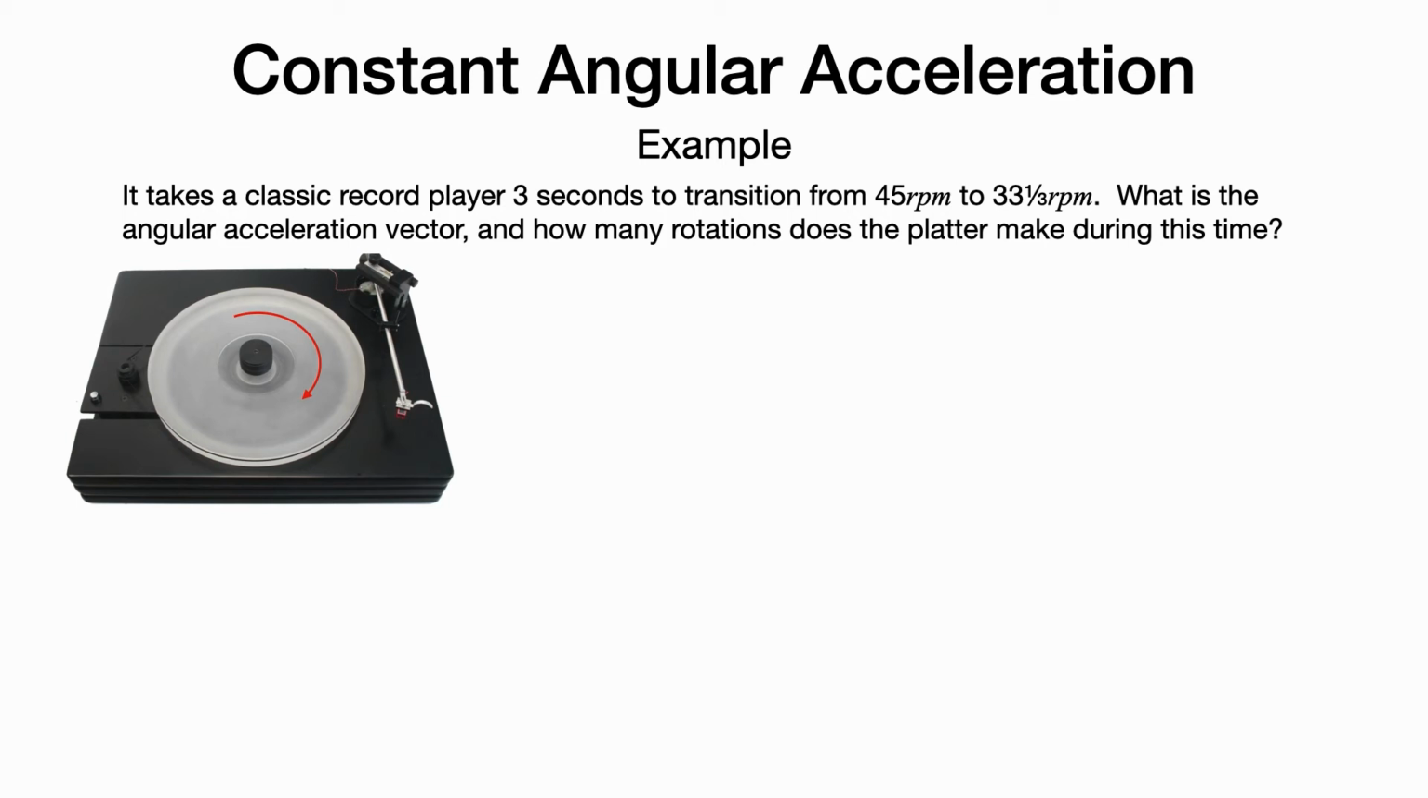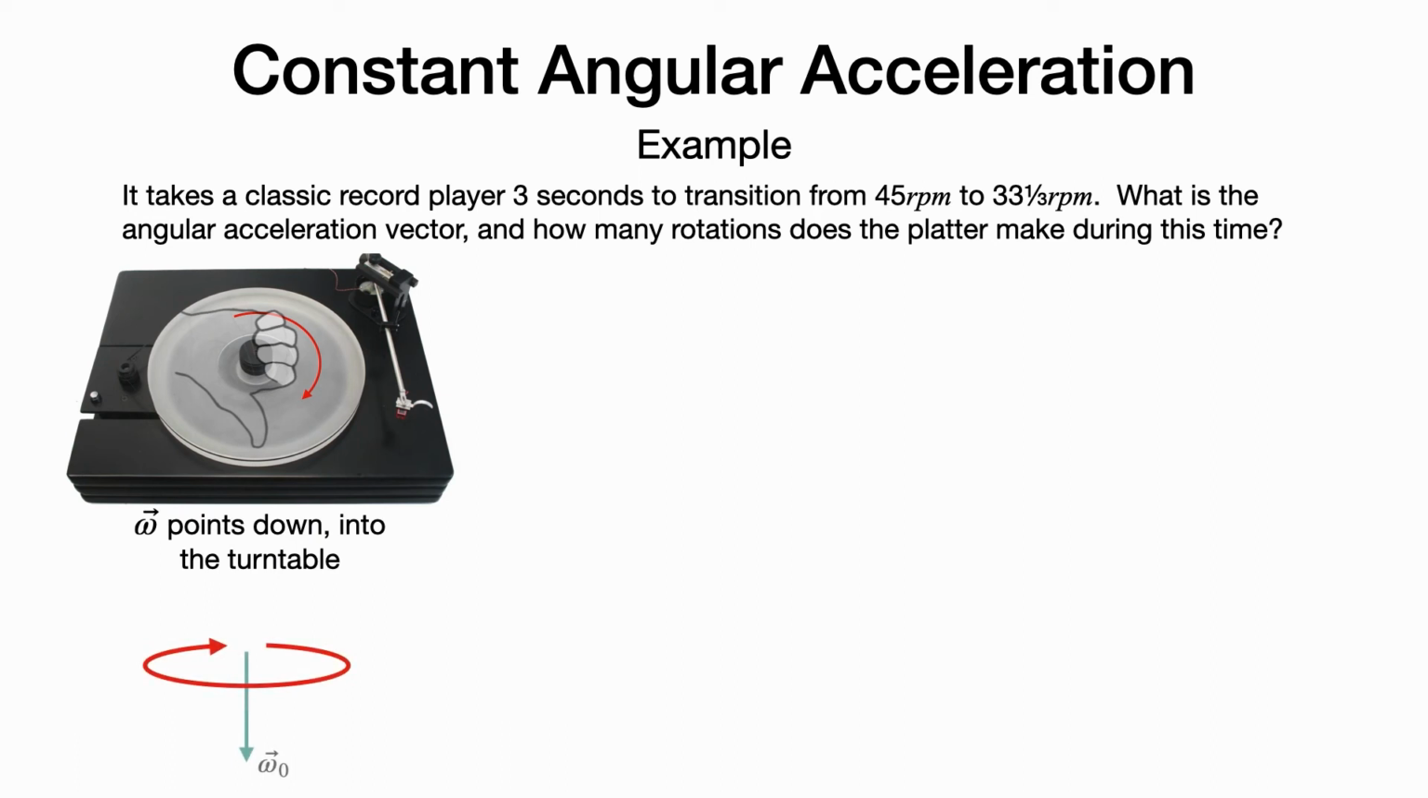So let's see what is the direction of the angular velocity vector. We put our hand on here and wrap our fingers around the axis of rotation. And if our thumb is pointing up, then we see that our fingers are wrapping around in the opposite direction from the direction of the rotation of the platter. So we need to turn our hand upside down, and we see that the angular velocity vector points down into the turntable. Now, we have been given angular speeds, which are in RPM, and we need to convert these into radians per second, or simply inverse seconds.